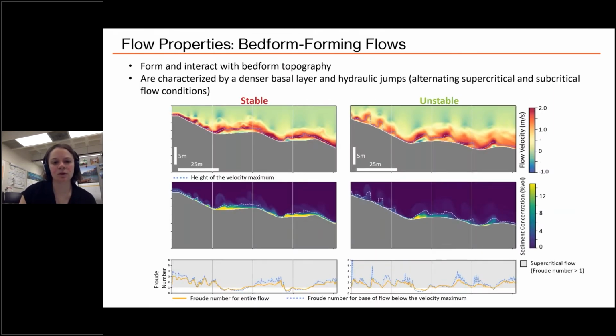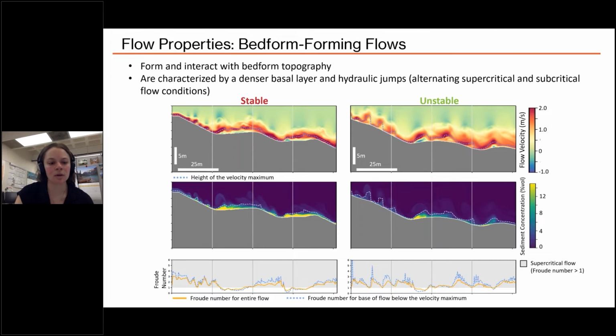This series of panels shows some examples of bedform forming flows. The top 2 rows show snapshots of the flow velocity and sediment concentration fields. And the dashed line represents the height of the velocity maximum, which you can see bounds a denser layer of higher sediment concentration. The properties of the flows and thickness of this layer vary in relation to the bedform topography, such that the layer is thin on the lee slope of the bedforms and then abruptly thickens onto the stoss slope of the bedforms.